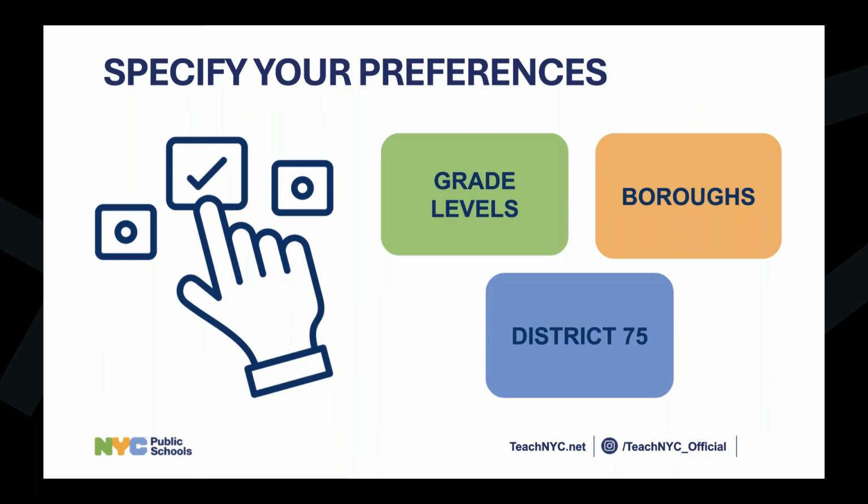You can revisit this section of the application as often as you'd like. So if your circumstances change throughout the hiring season, you can go back and adjust the preferences that you previously shared. Then you'll have an opportunity to indicate your District 75 preference. District 75 is a non-geographic district providing quality and rigorous individualized educational programs to students with significant challenges.